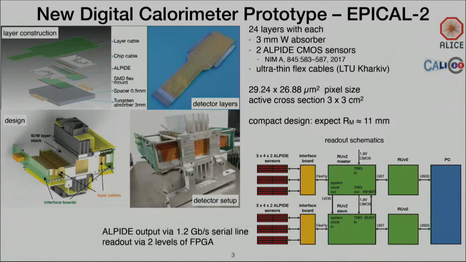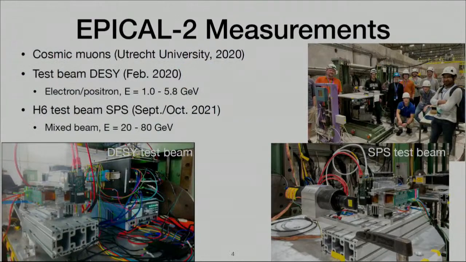This is a sketch of the readout system. We read out by two layers of FPGA boards, because you have 25 million pixels in total for the small device. This is quite some data volume that we need. But I don't want to go into details of that here.